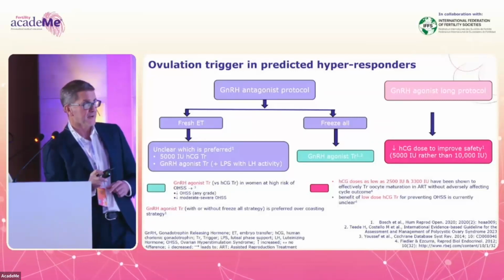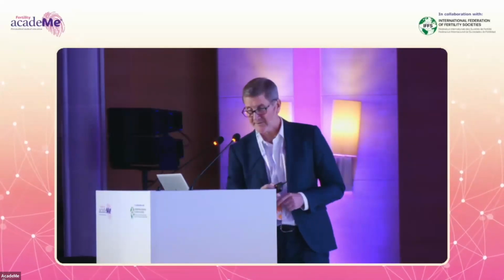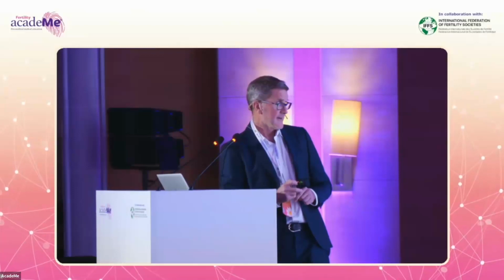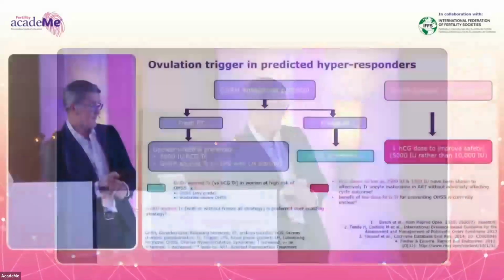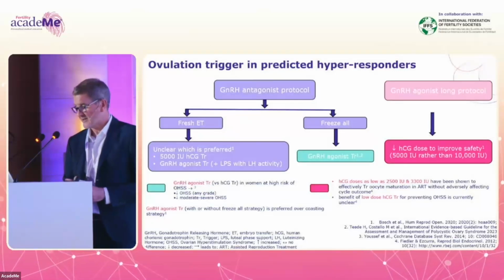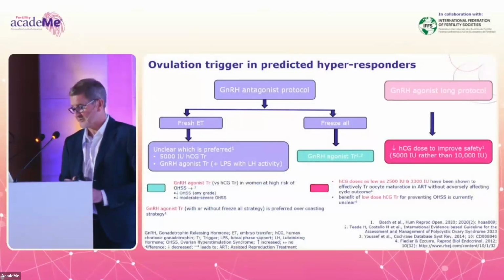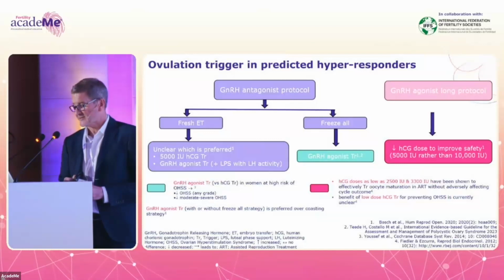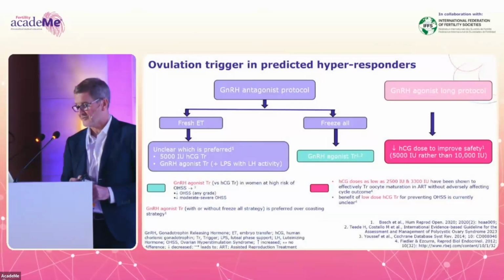If you're going to go for freeze-all, then the GnRH agonist trigger is recommended by both the ESHRE and the PCOS guidelines, and that's based on evidence showing that GnRH agonist trigger versus HCG trigger in women at high risk of ovarian hyperstimulation will reduce OHSS, any grade and moderate to severe.